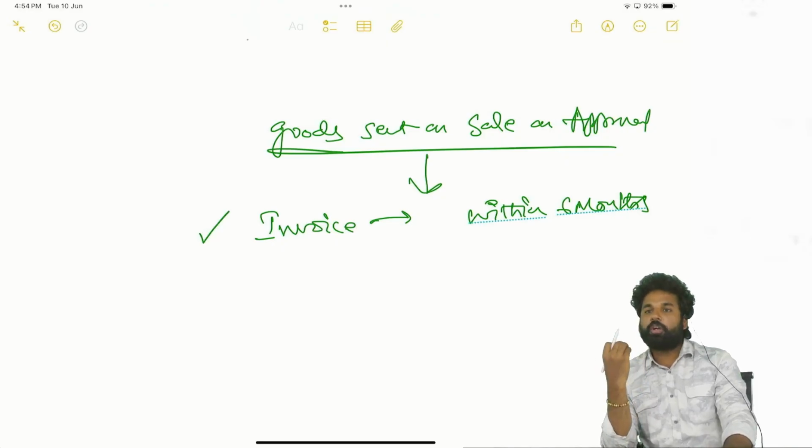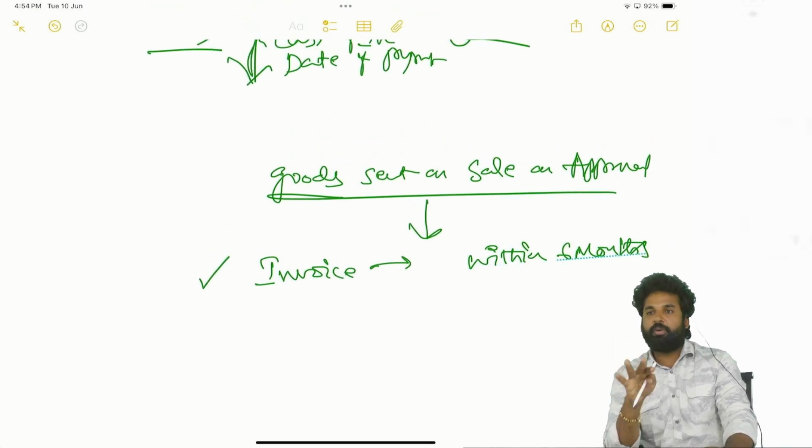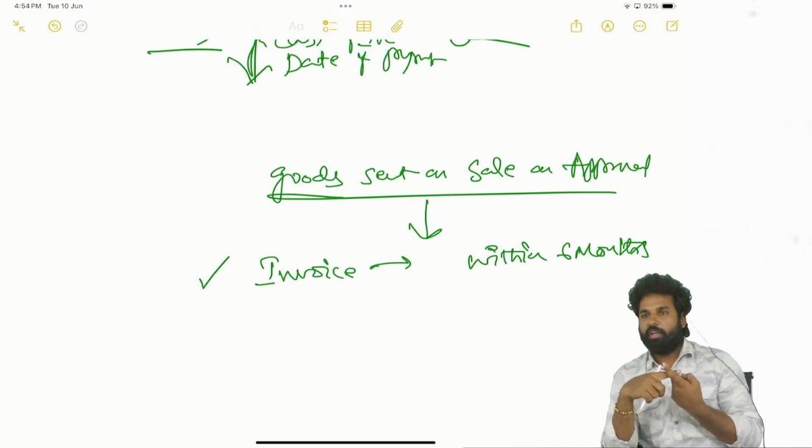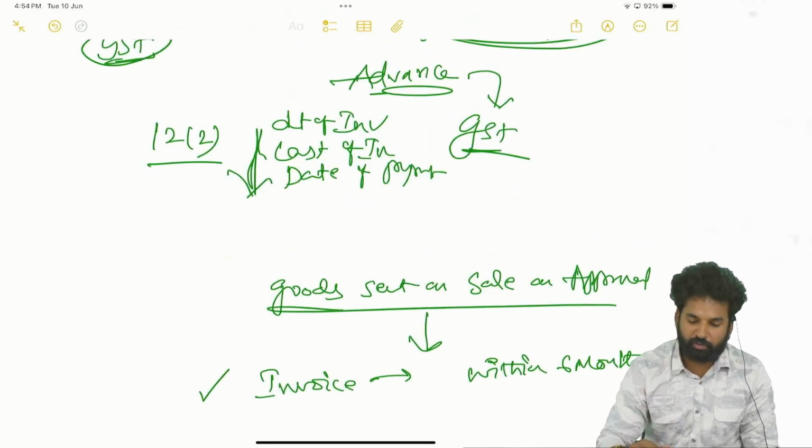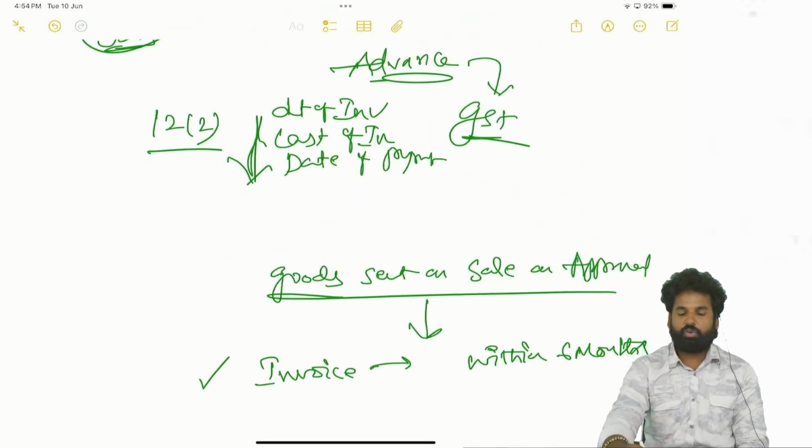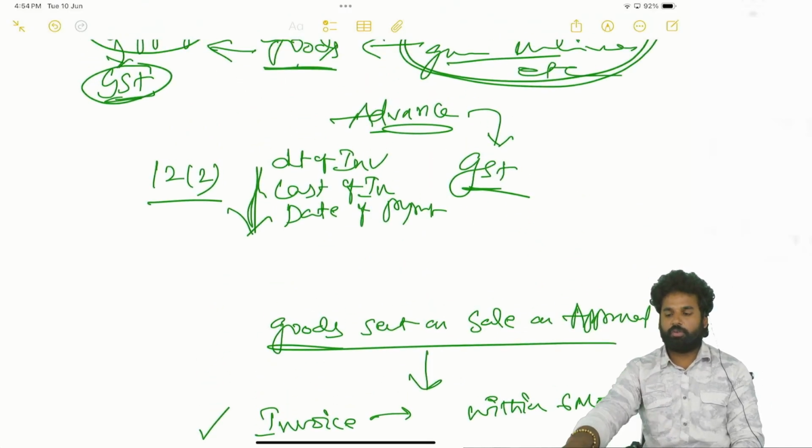If the sale is not materialized within 6 months, then when the 6 months expire, the very next moment the invoice has to be issued. So that means there is a 6 months time for sale on approval basis. Within 6 months the sale has to be confirmed. If the sale is confirmed, that date will be the date of invoice. If the sale is not confirmed within 6 months, after the expiry of 6 months, the invoice has to be issued. That is the last date for issuing the invoice. So three cases we have read. What are those?